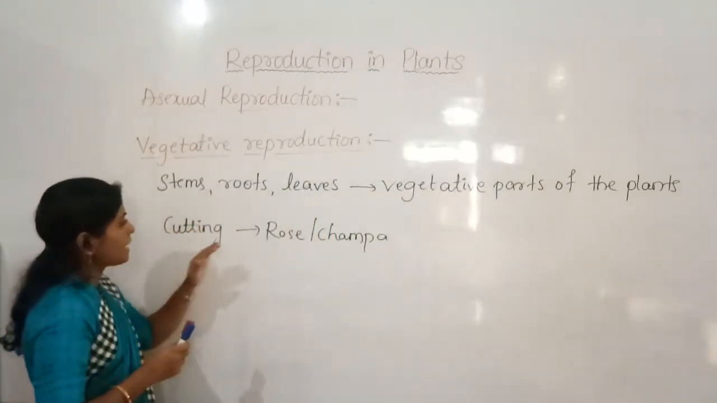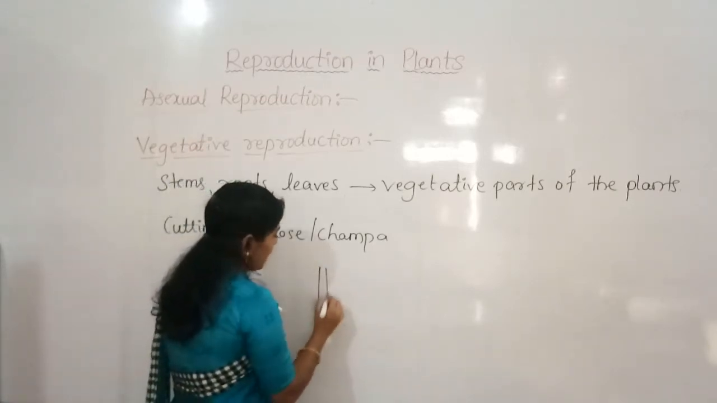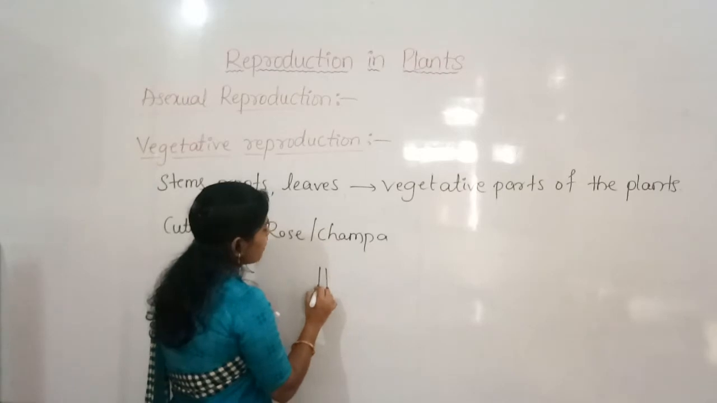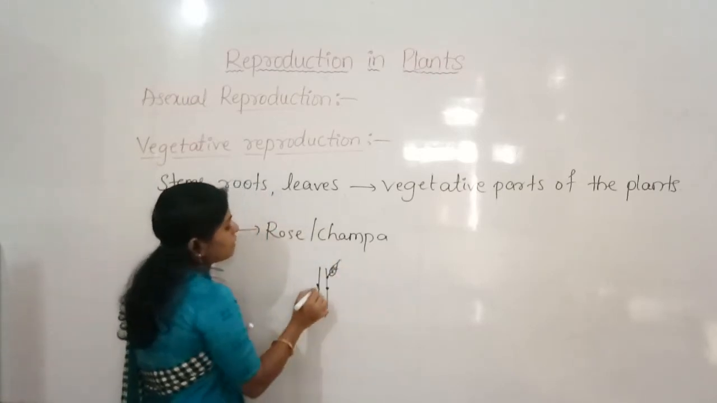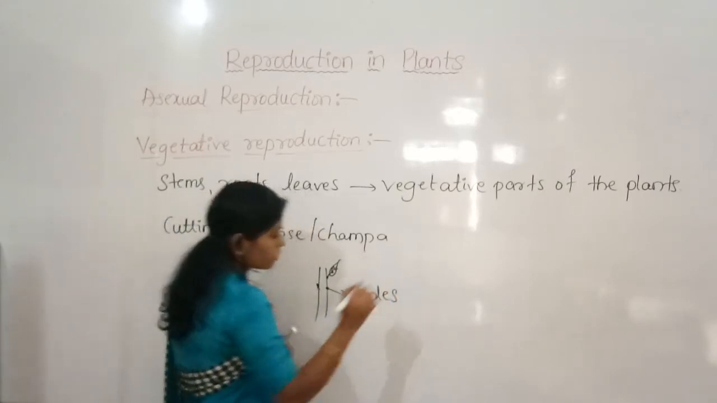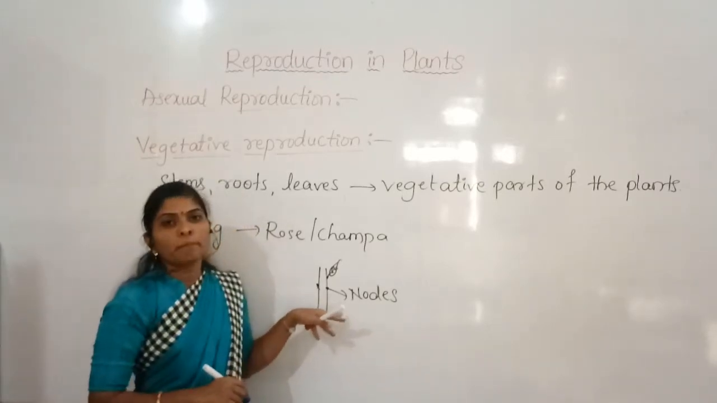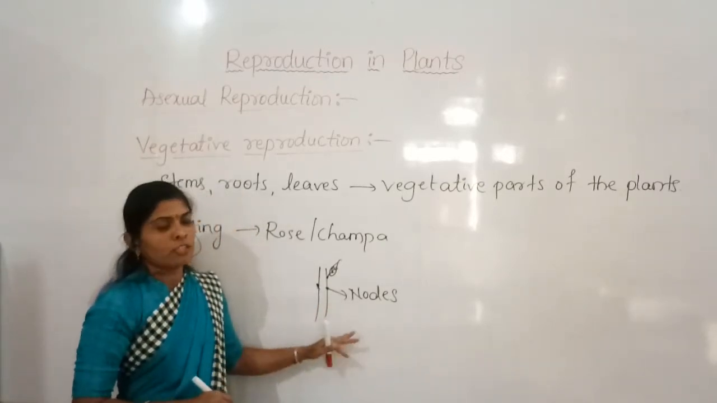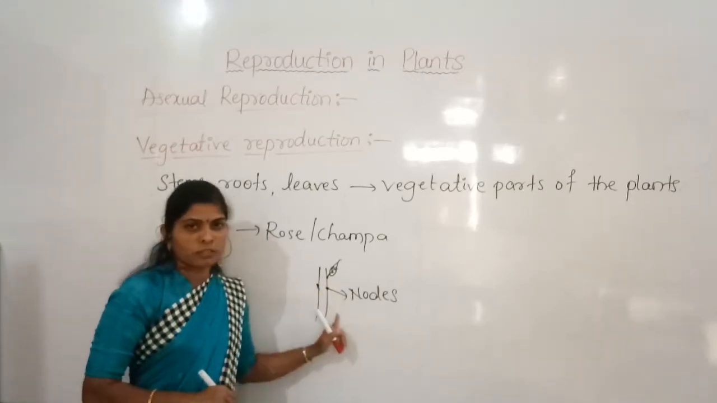And here it has the nodes. Suppose if it is the plant, some nodes will be there here. These are called the nodes. These nodes usually bear the leaves. So the branches start bearing from the nodes.